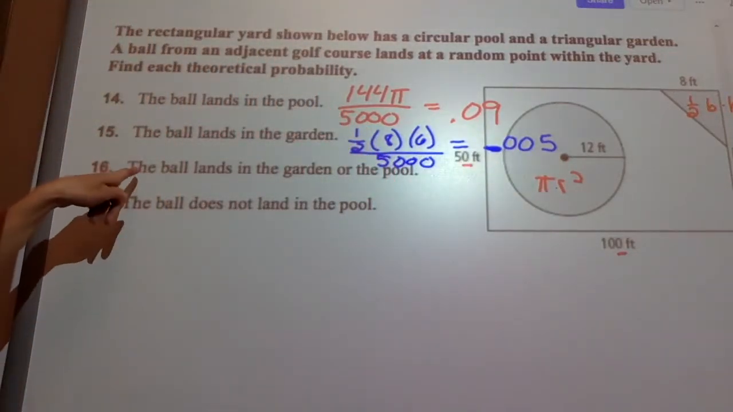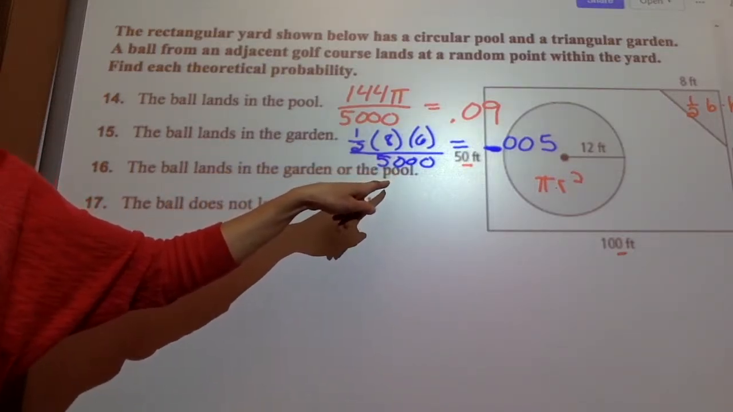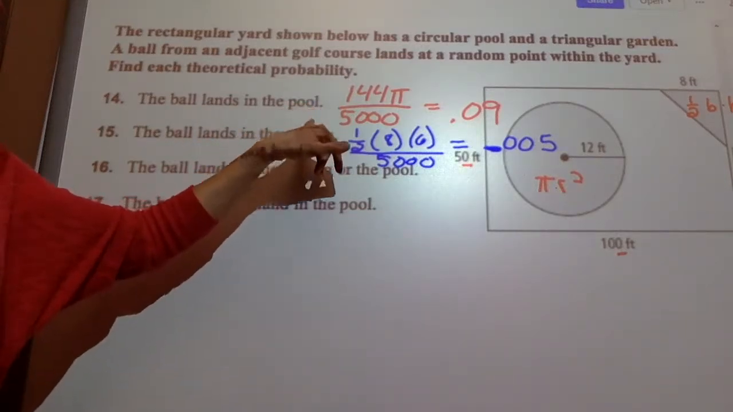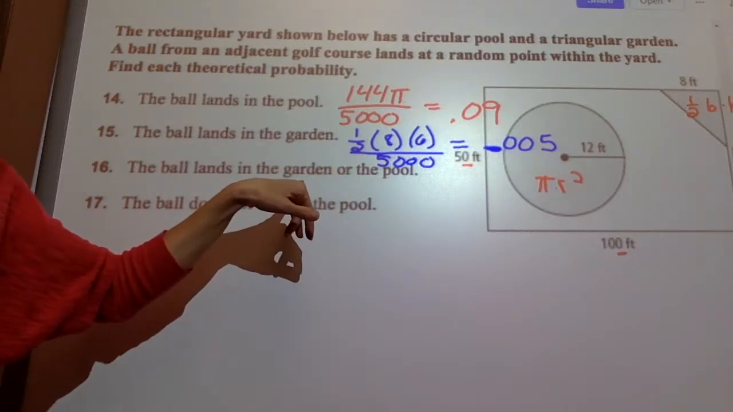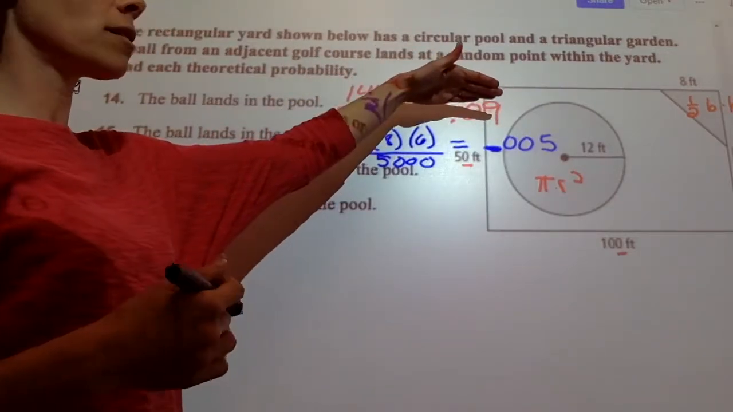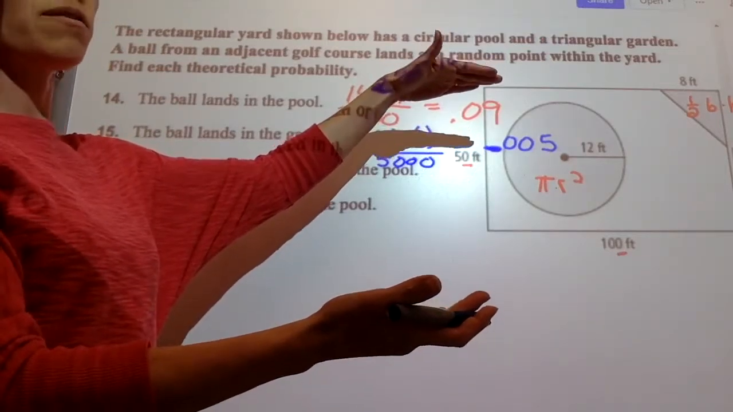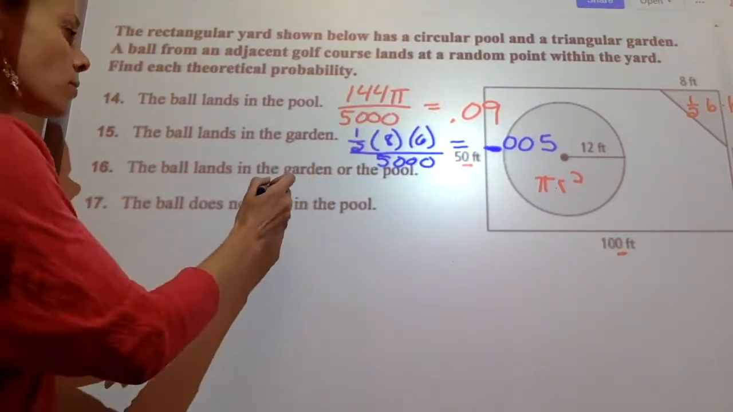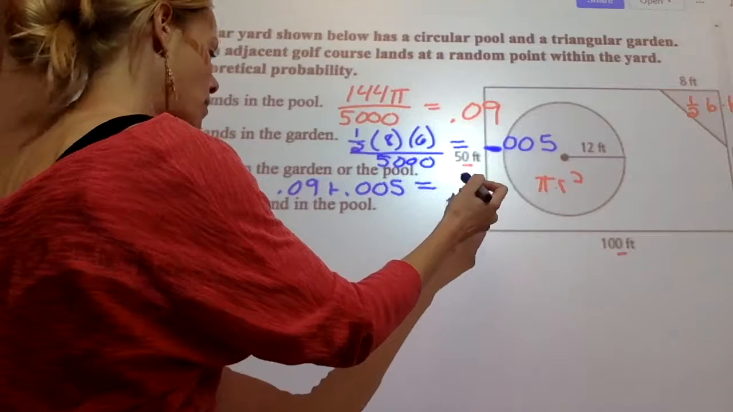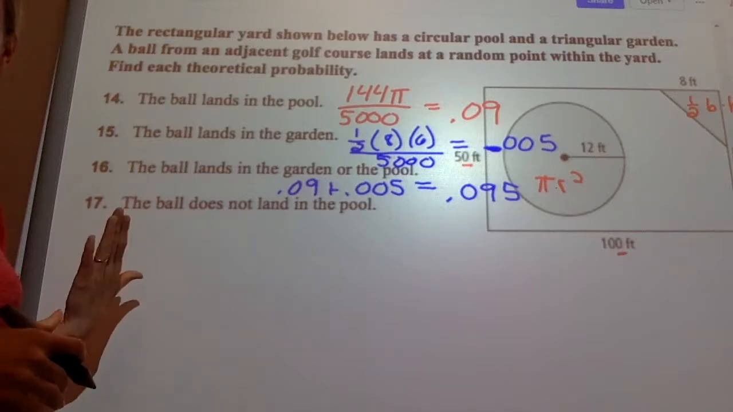Okay, so now, what's the probability the ball lands in the garden or the pool? Now think about this. If I want the probability of garden or the pool, and I already did the probability of the pool and the garden, what can I do to find that probability? Add them together. Because if I know I have a 9% chance of landing in the pool and a 0.5% chance of landing in the garden, and I want to know what's the probability of landing in either or, I can add those two probabilities together and say, oh, it's a 9.5% or 0.095 chance that it'll land in the garden or the pool.